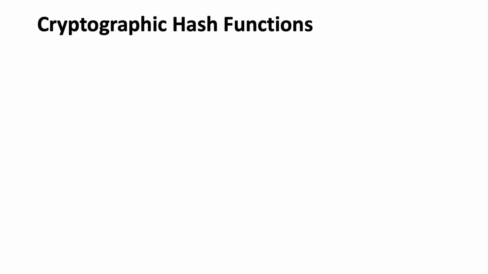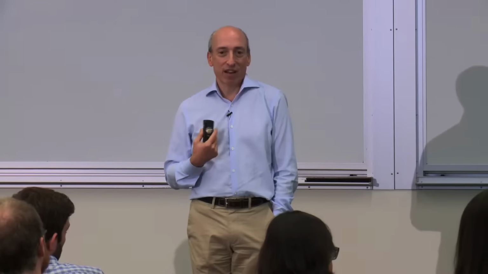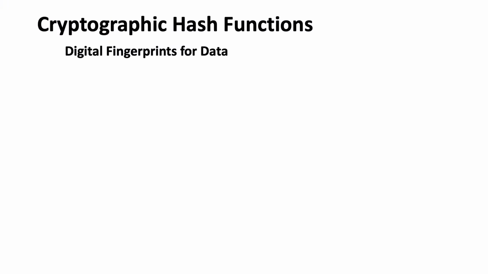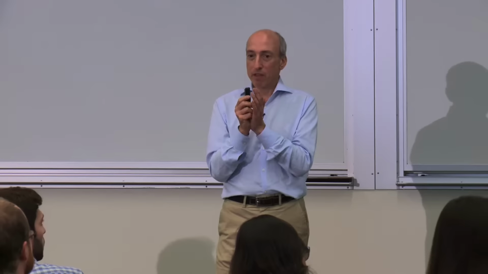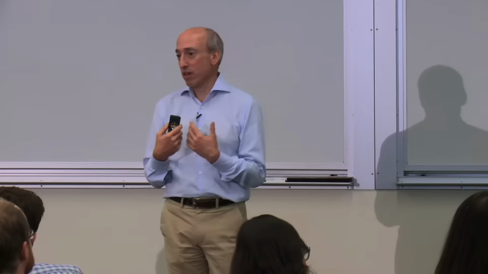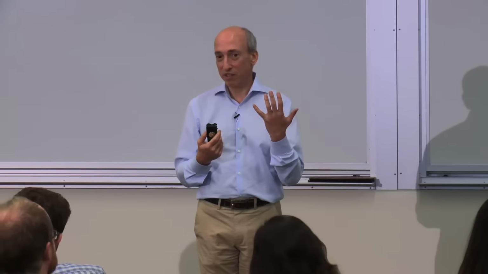Okay, what is a hash function? I think of it as a fingerprint for data, but it has certain properties. The one that you'll see throughout is that it takes an input X and maps that input of any size to a fixed size. One hash function we all use here in the US is zip codes in a way. It's 5 digits, a fixed size.